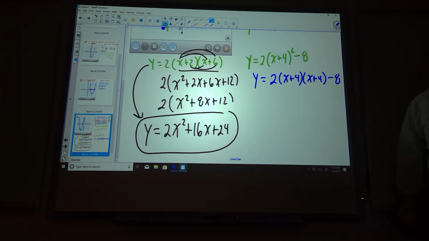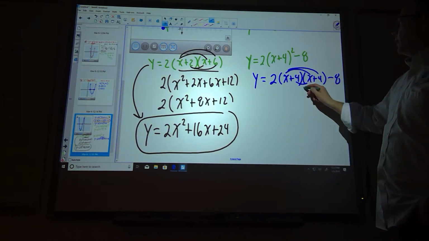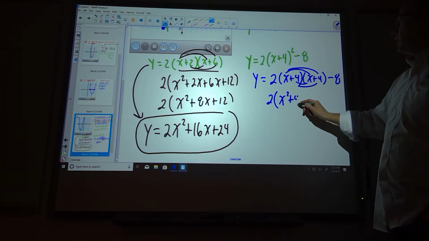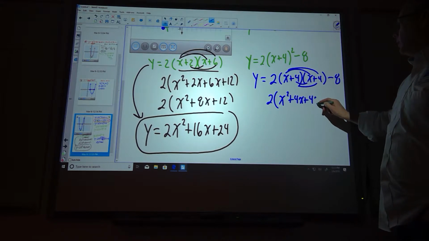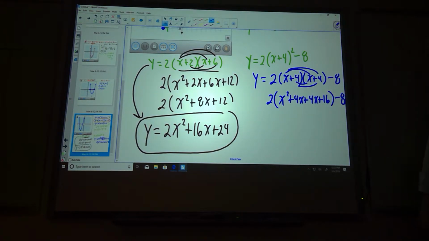Those about the same thing? And then if I double distribute on this one, so if I can do here, here, here, here, I'm going to get 2x squared plus 4x plus 4x plus 16 minus 8. Is that okay so far?